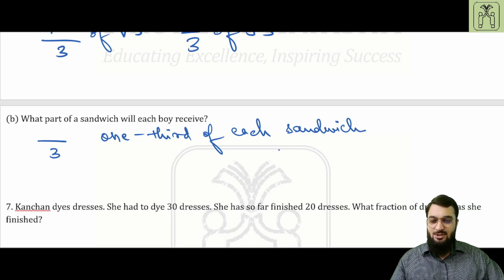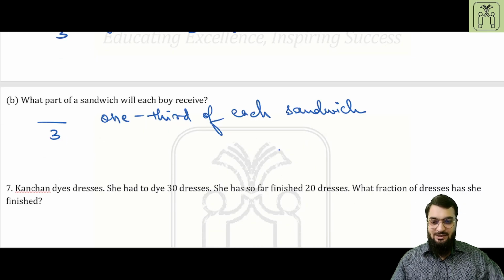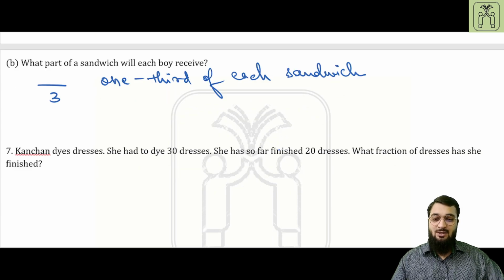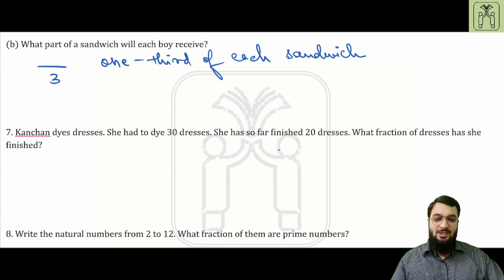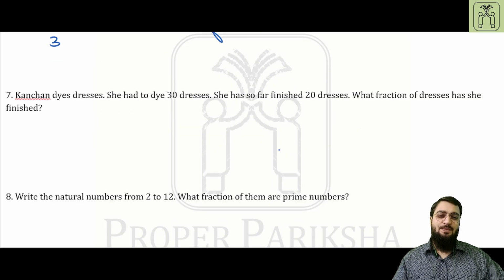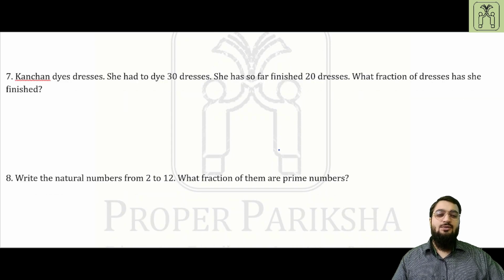Coming to the next question. Kanchan dyes dresses. Okay, the work which Kanchan does is written over here. She had to dye 30 dresses. Okay, now the task is given that she has so far finished 20 dresses. Now it is mentioned how much task has been completed. Now, what fraction of the dresses has she finished?